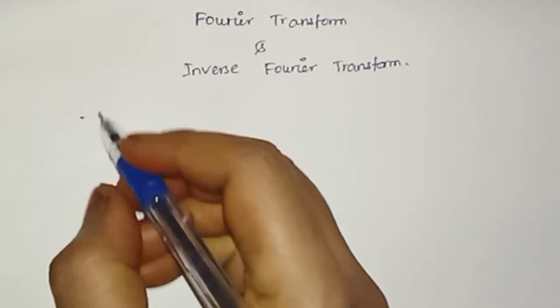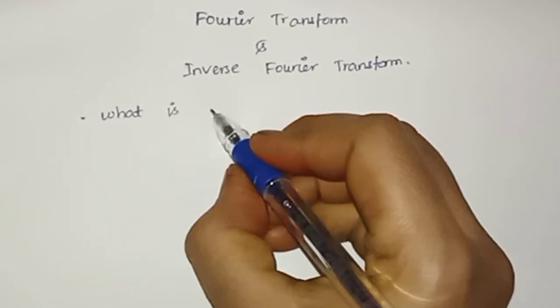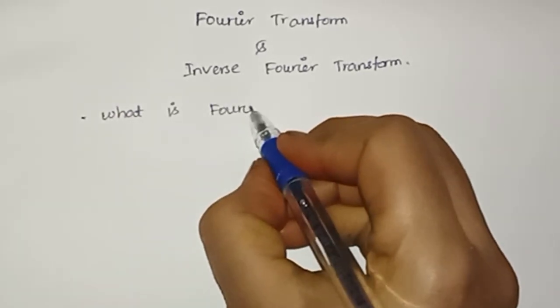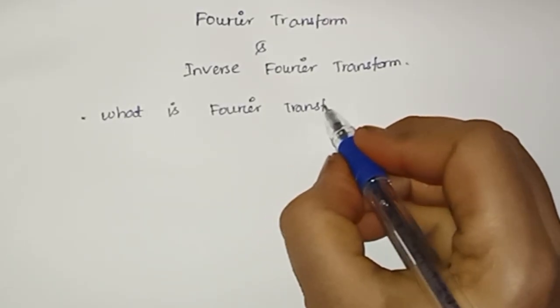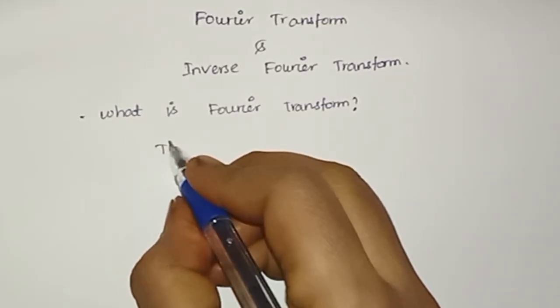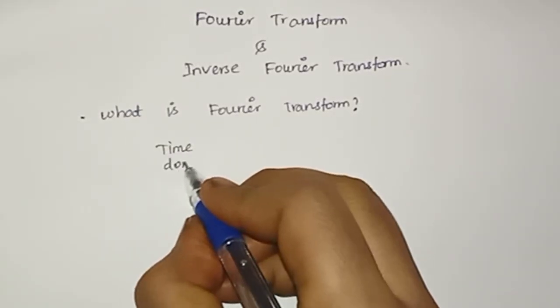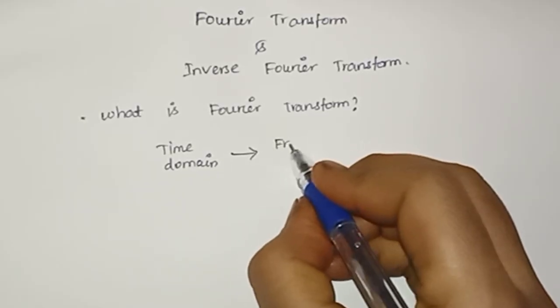First of all, we need to know what is Fourier transform. Mr. Fourier developed a mathematical model to transform time domain signal to frequency domain signal. That is called Fourier transform. That is, time domain signal to frequency domain signal.